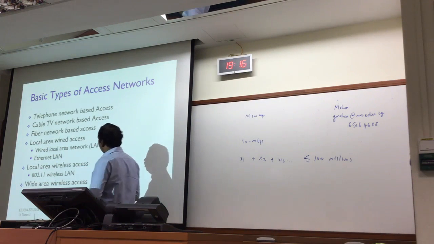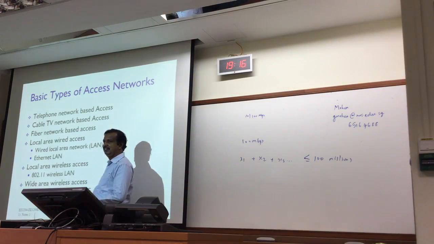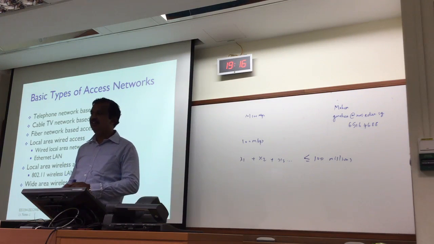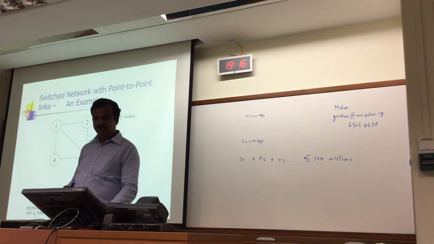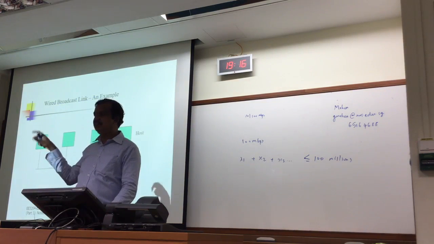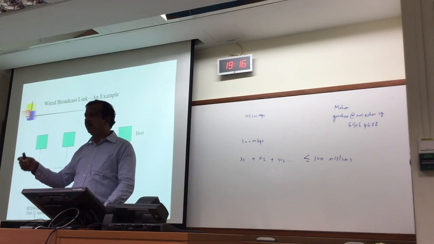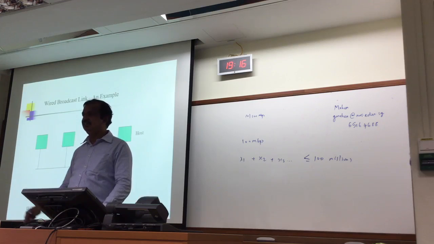Then comes local area wired access network. That's also an access network. Local area wired access network. So local area is something like this. Okay, so you can have something like this network even at home or the institution. Okay, then you can connect this to your router outside.